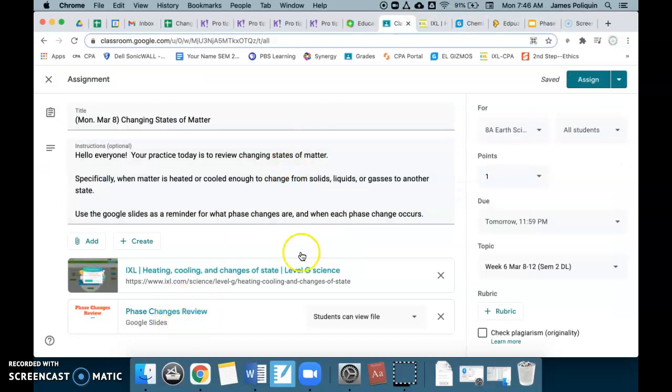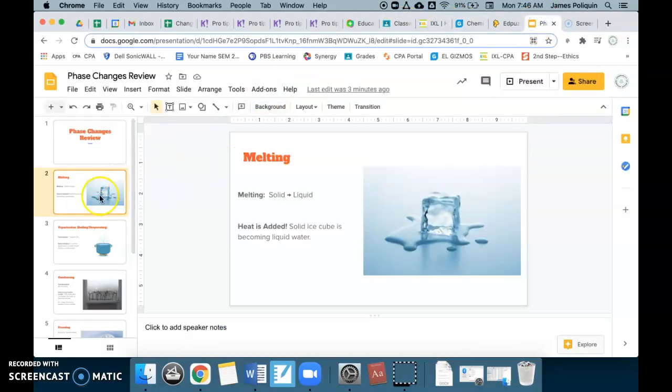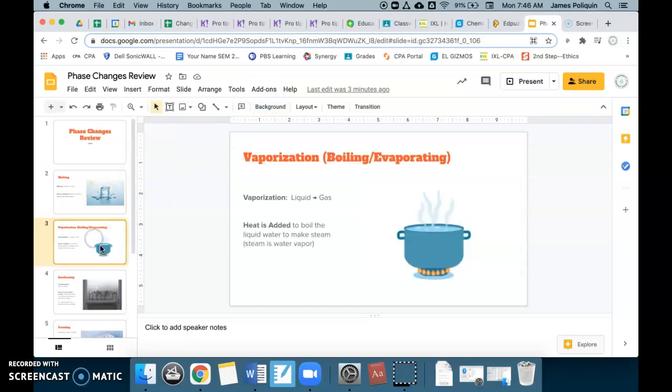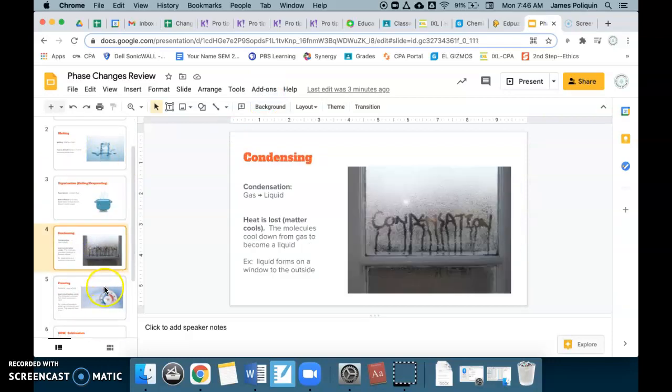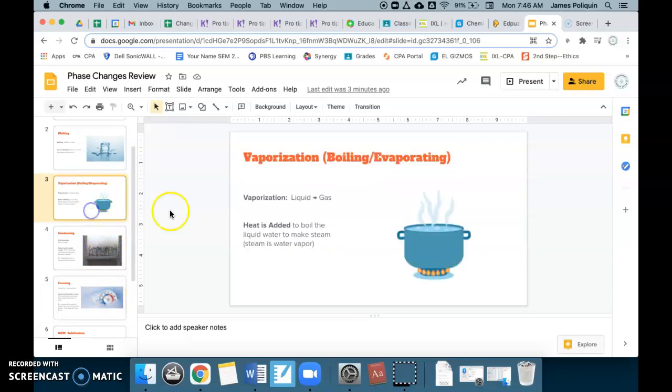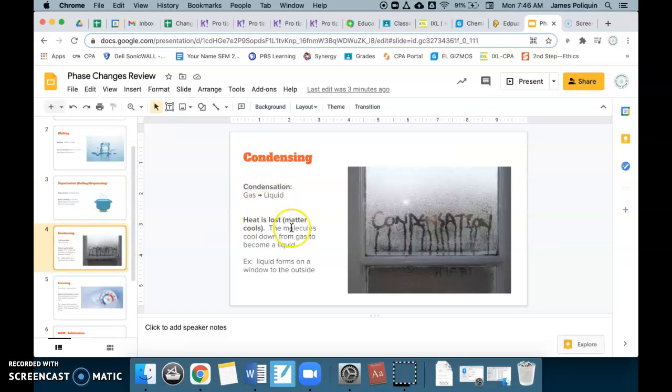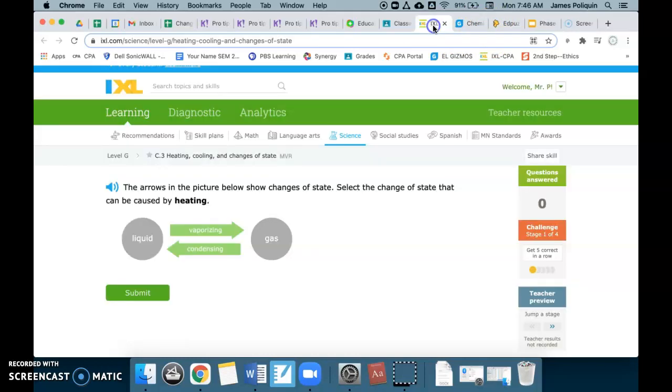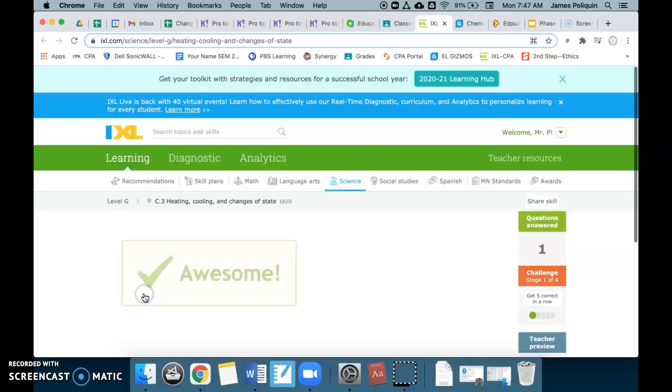You might remember, but if you don't, you can check for those processes in the slides that I am sharing with you here. You can open up the slides and it reviews each phase change: melting, vaporization, condensing, and freezing. Vaporization, liquid to gas, heat is added to boil the liquid water to make steam. Condensing, heat is lost, the matter cools for a gas to become a liquid. So those are kind of our reviews there. And which one is caused by heating or when energy is added? We know that it's vaporization.